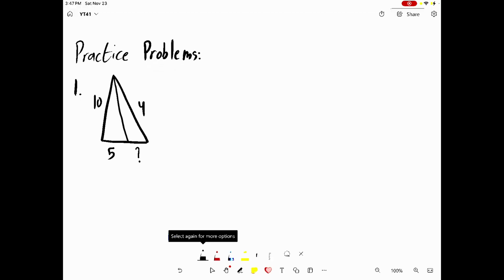For today, we have one practice problem where we have 3 of the 4 sides given, and we want to find the side with the question mark.